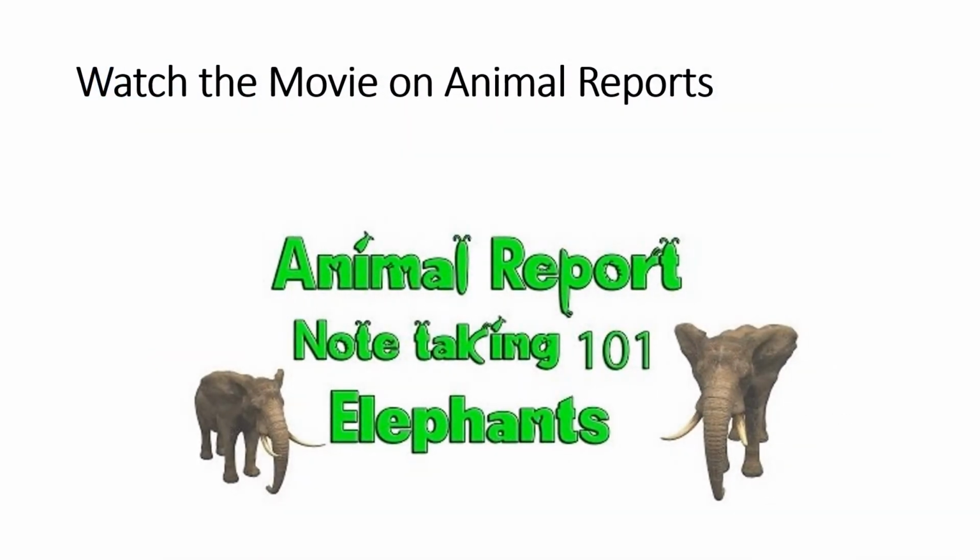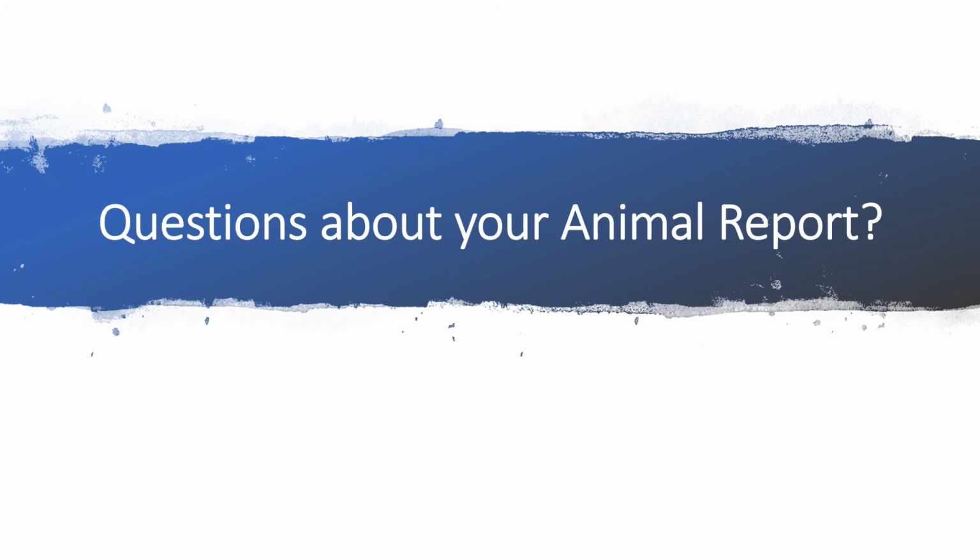If you still need help on your animal report, you can watch the movie on animal reports. This link can be found under the Writing tab on the first grade Blackboard section. Just go under the Writing tab and click on Animal Report Note-Taking for elephants. If you still have questions about your animal report, you can email me or you can email your teacher and they should be able to help. We look forward to seeing your animal reports really soon.